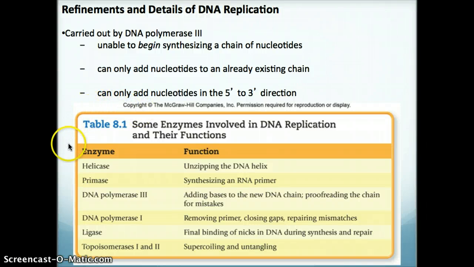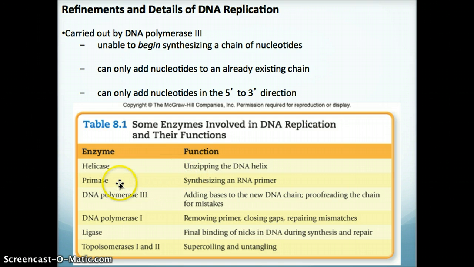So down below I've put the table from chapter 8, it's 8.1, and this is just going over some of the enzymes that are involved in DNA replication and their functions. I'm not spending a lot of time on this because this should be review for you. If this is difficult though and you need some extra help, please let me know. So the main ones here are helicase. This is the one that's responsible for unzipping the DNA helix.